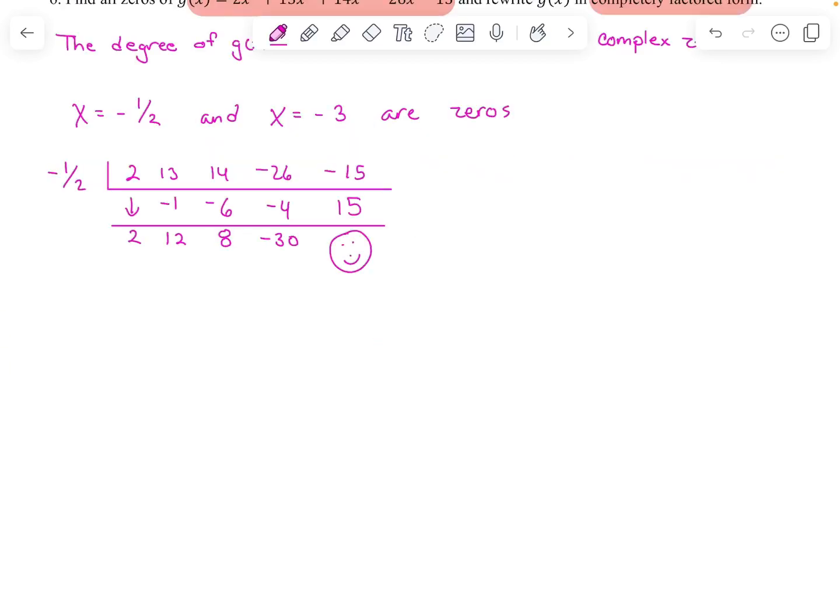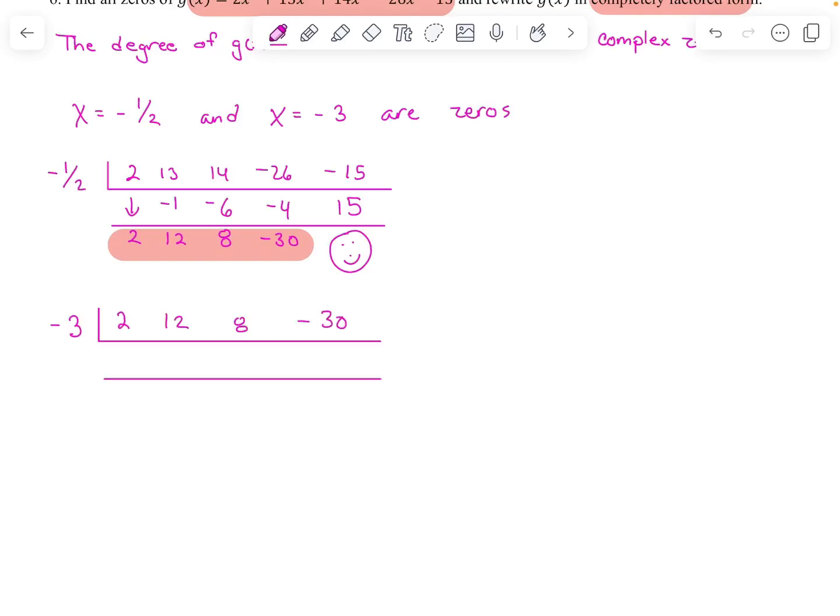Now I'm going to synthetic divide by -3. And I'm going to use these numbers that I just highlighted in red. Bring down the 2. -3 times 2 is -6. 12 minus 6 is 6. And I'm going to finish synthetic dividing. And again, the remainder is 0 because -3 is a 0 of g of x.